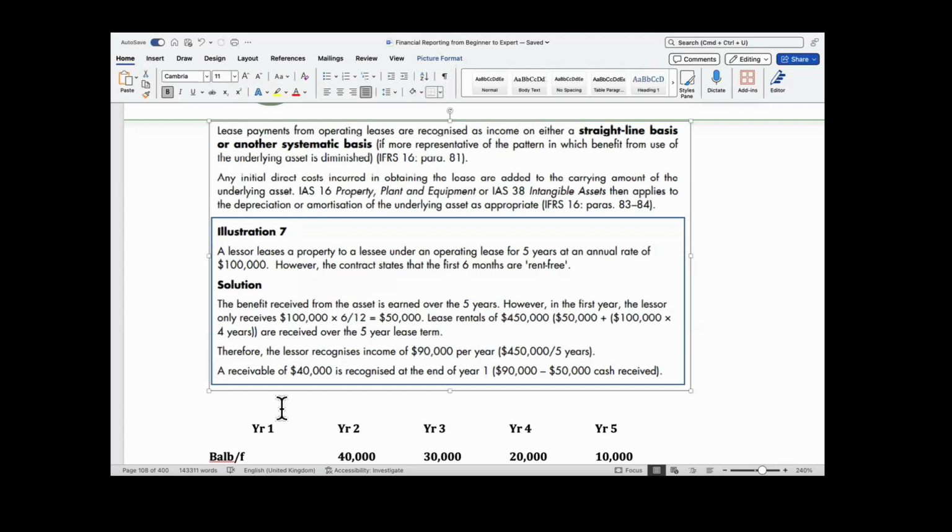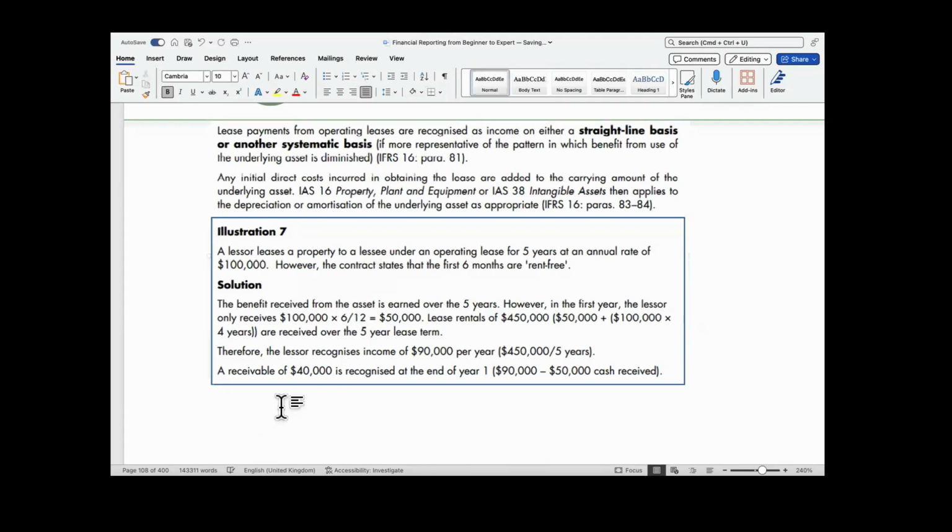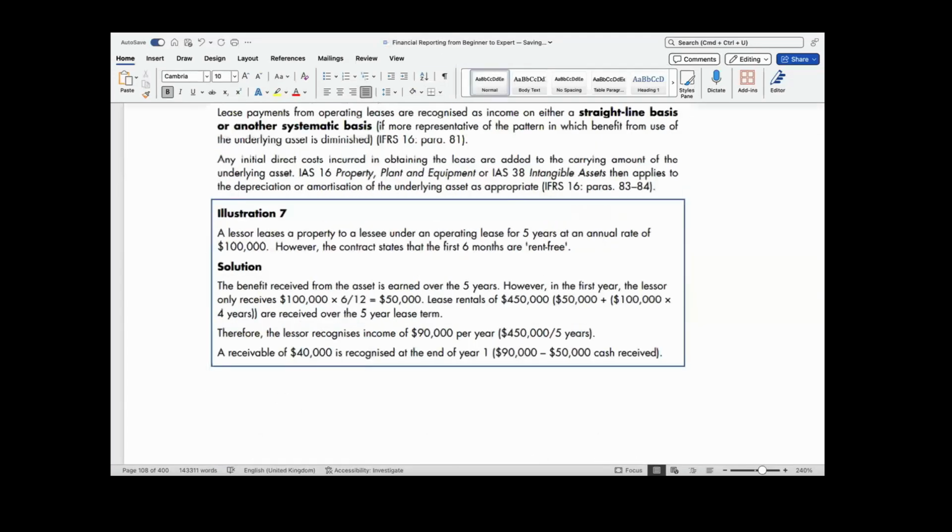So the only way to achieve recognizing rent to P&L equally is for you to look at how much is remaining for me to receive. Just divide that by the lease time, spread it over the lease time.